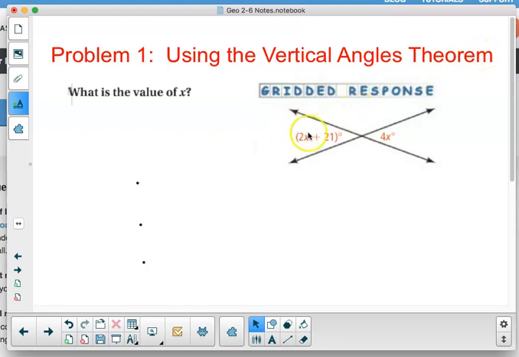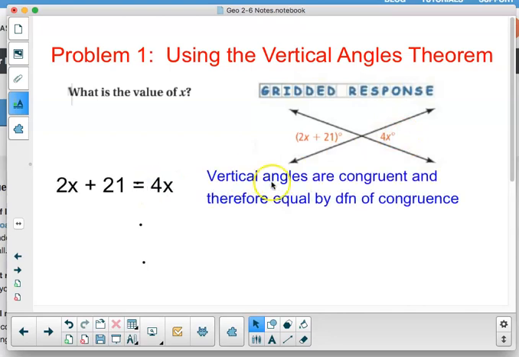We just learned that vertical angles are congruent and therefore equal by the definition of congruence. So let's use that. Vertical angles are congruent by VAT and therefore equal by the definition of congruence. So now I know that these are congruent and therefore equal to each other, and I have to have equality to be able to use an equal sign. That's why I'm using the definition of congruence.